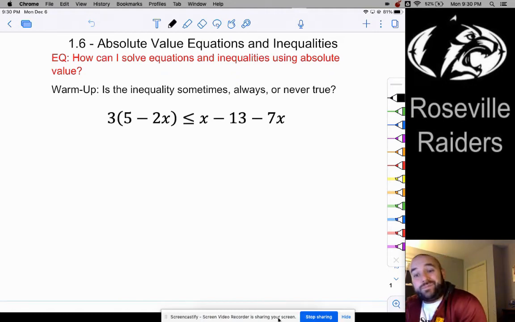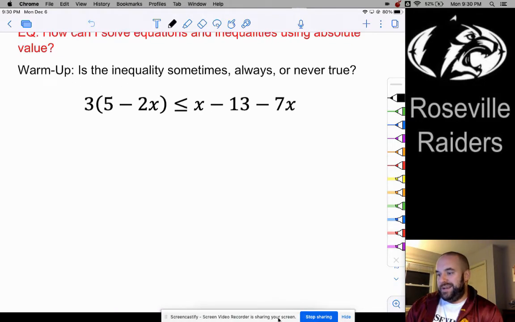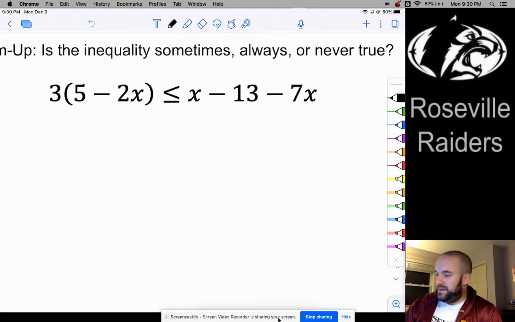Okay, so absolute value equations and inequalities. We're going to use everything that we've learned so far about equations and inequalities and look very specifically at one type. Before we do that, we're going to decide, is this inequality sometimes, always, or never true? And just as we've done, anytime you have a problem like this that looks real long and complicated, we're just going to simplify it. So let's start on the left side.